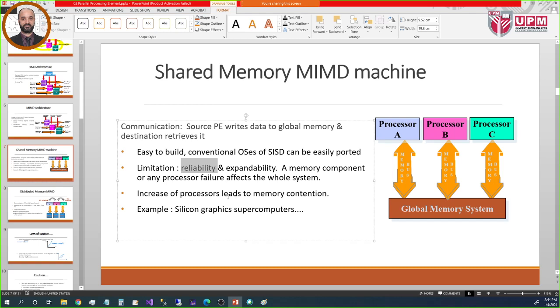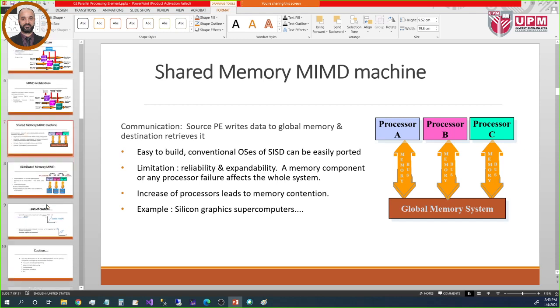So an increase of processors leads to memory contention, because we have multiple processors here, and all of those processors could exchange data at the same time with the shared memory. Then at the shared memory, we will have a kind of bottleneck. An example of this kind of machines is what they call Silicon Graphics supercomputers.